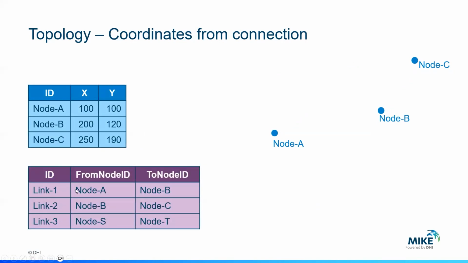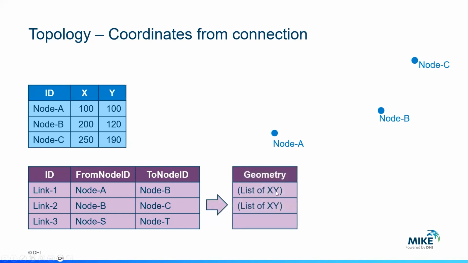And then another one where we have the connectivity from node A to node B, and link 2 goes from node B to node C, and link 3 goes from node S to node T. And when importing that, Mike Plus fills the field geometry, and then we can draw the geometry. By the way, it also does that for the nodes, so they can be drawn. You see, there is no node S or node T in the node table, and therefore geometry remains empty and we can't see it.